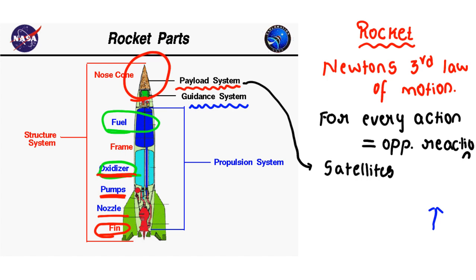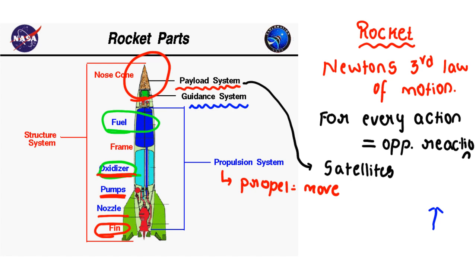Clear? So here oxidizers would be, and see what is this propulsion system. The propulsion system has come from the word propel. Propel means move, means things which are very helpful for the rocket to move are called the propulsion system. So the propulsion system always consists of fuels, oxidizers, pumps and the nozzles. Clear? So then what are the fuels that we use?